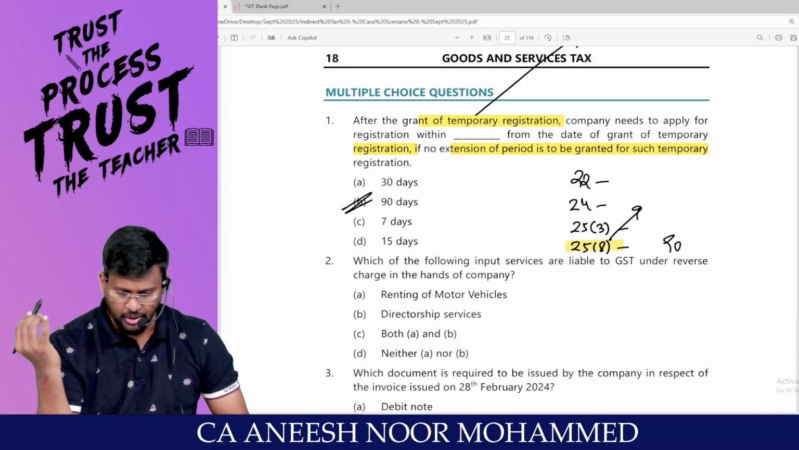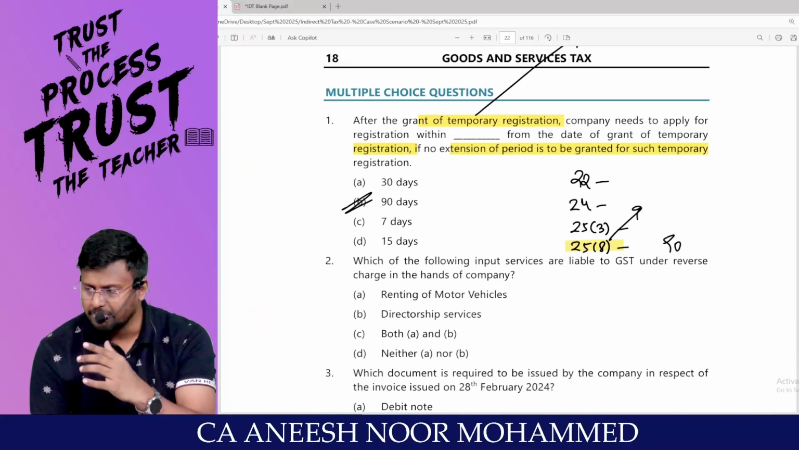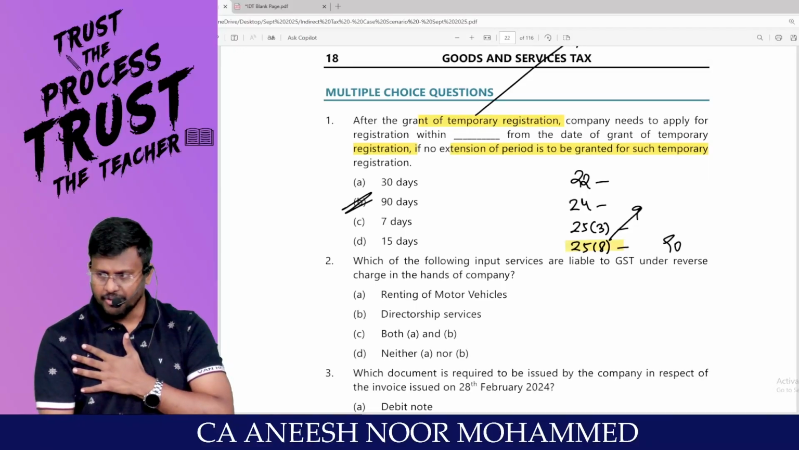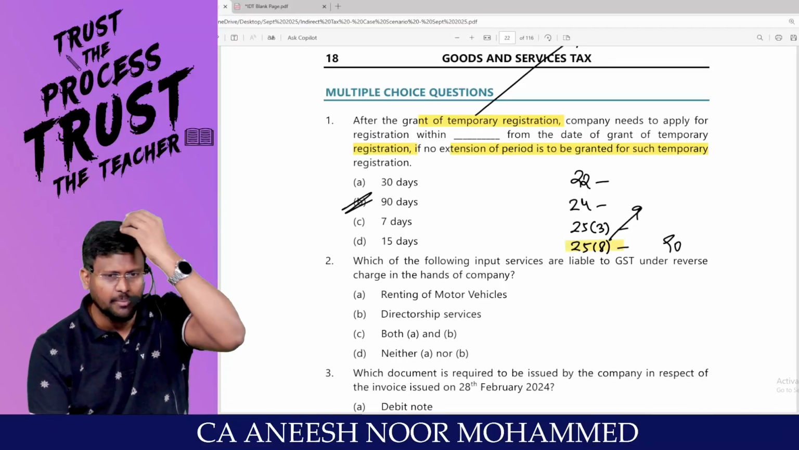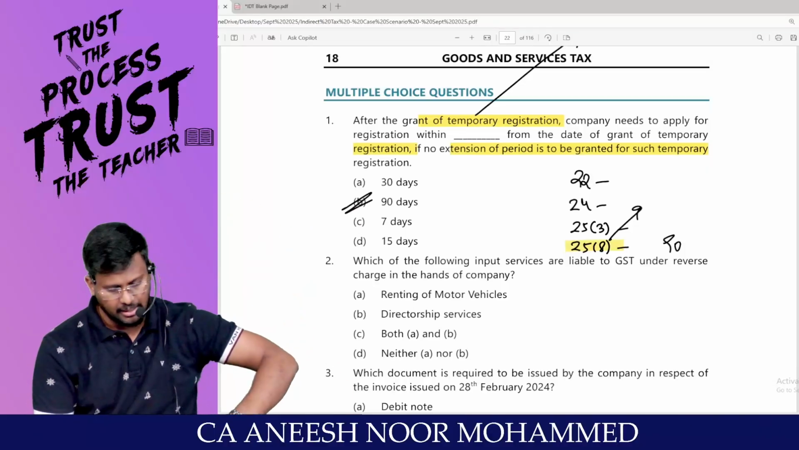Sir, next question. Actually, the first part we have done. 25 subsection 8 from the proper officer. After 8, the next action should be taken by the registered person. After 8, the number is 9. So 90 days. He has to apply within 90 days.